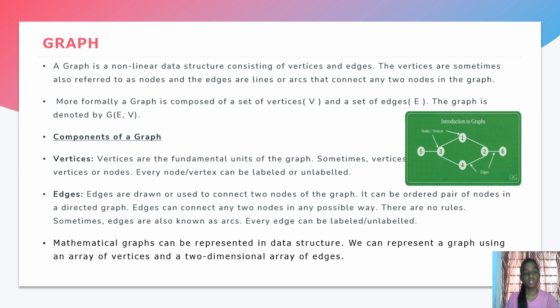Components of a graph. Vertices are the fundamental units of a graph. Sometimes vertices are also known as nodes. Every node or vertex can be labeled or unlabeled. Edges are used to connect two nodes of the graph. In a directed graph, edges can be ordered pairs of nodes, and edges can connect any two nodes in any possible way. There are no rules. Sometimes edges are also known as arcs. Mathematically, graphs can be represented in data structures.